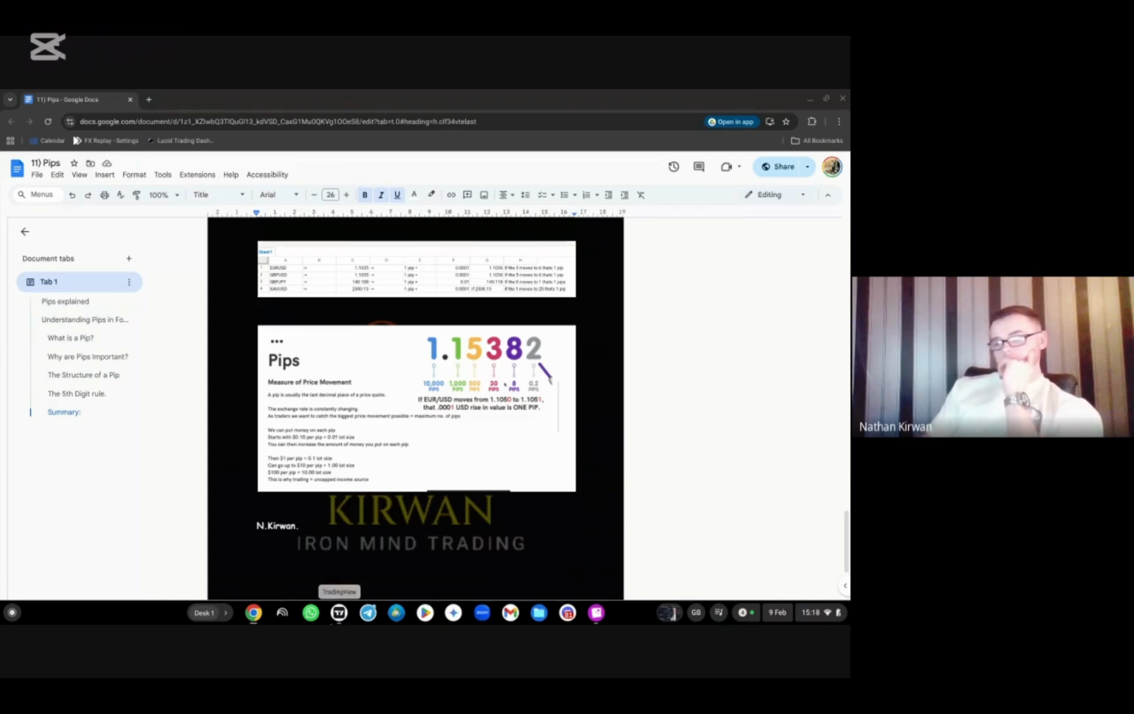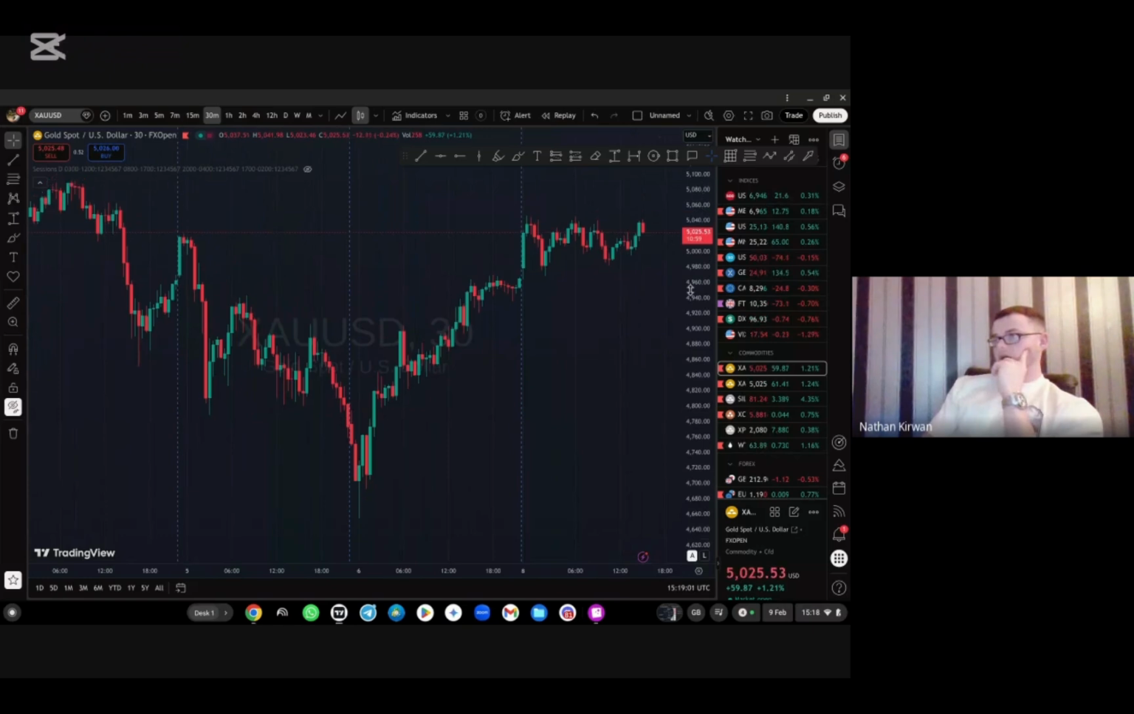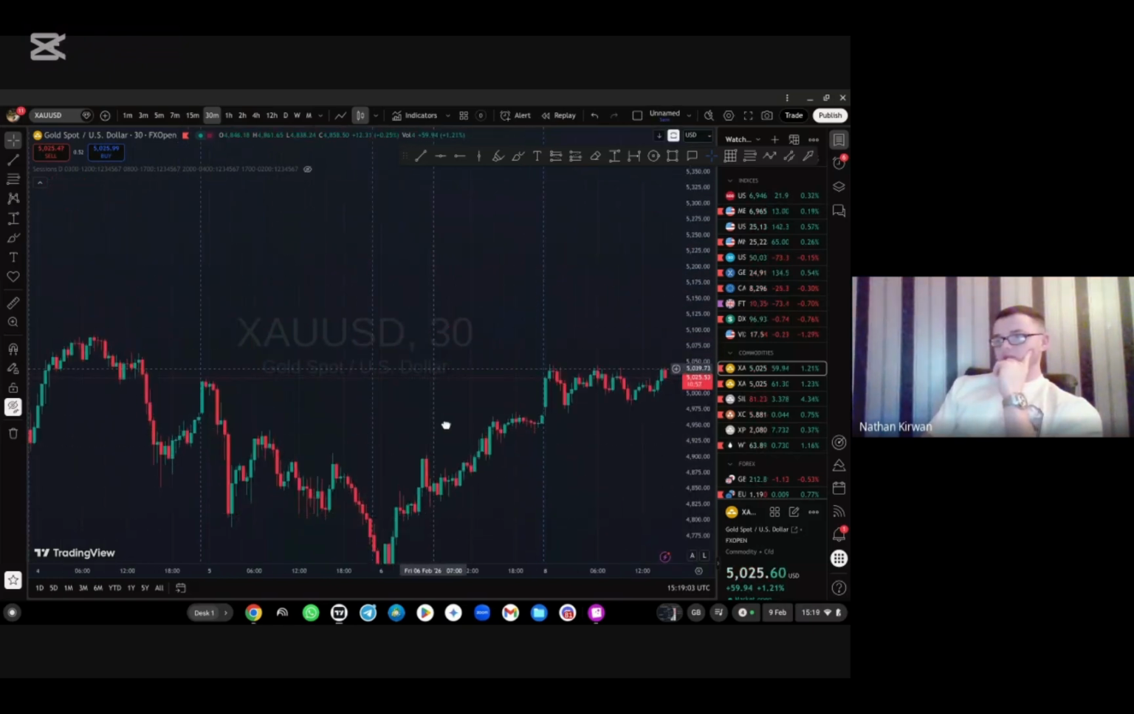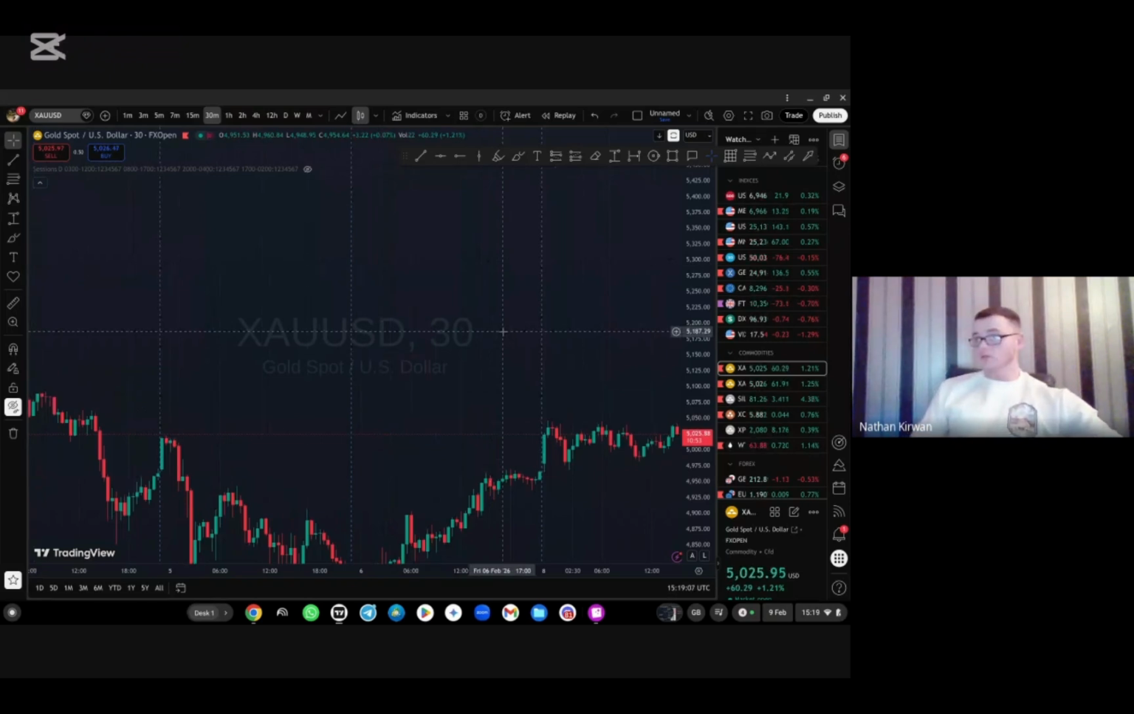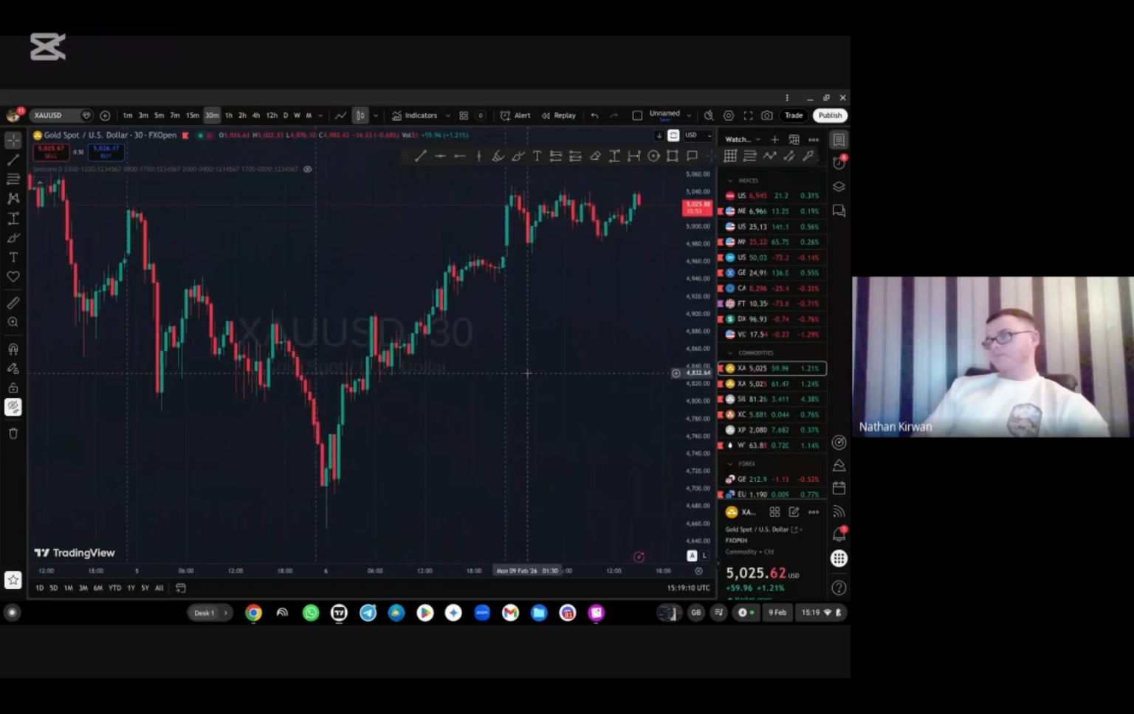Now let's look at pips, because pips are slightly different when you look at pairs like gold. Here we have a gold chart, right? So when we look at this gold chart, we have the price displayed for gold. So we know from a previous video that we're trading 1 ounce of gold is equal to this digit that's displayed right here, $5,026.10. So if we go in 5 digits from the left, 1, 2, 3, 4, 5, there's your pip.